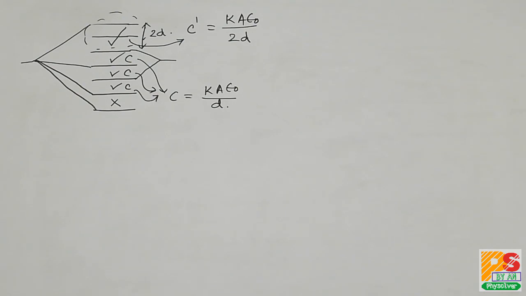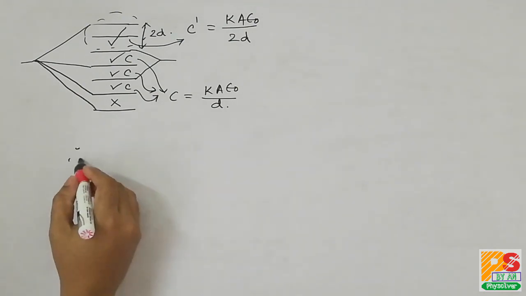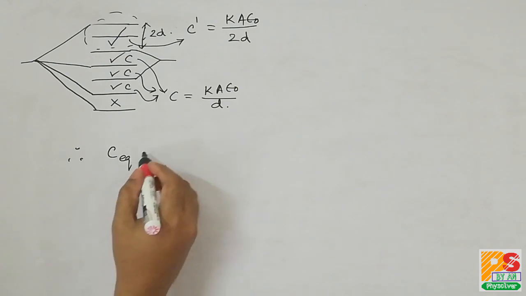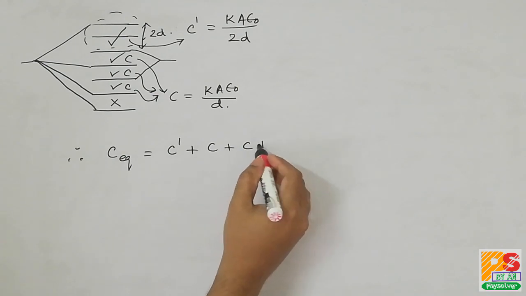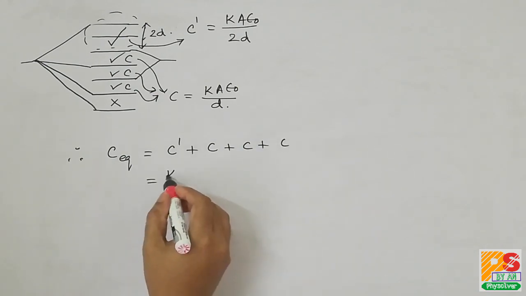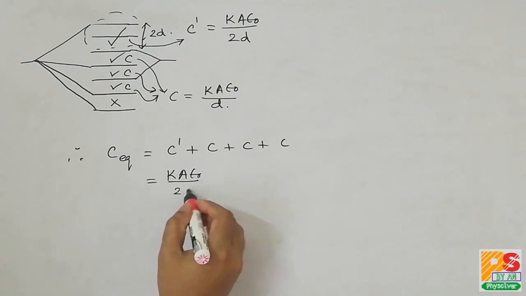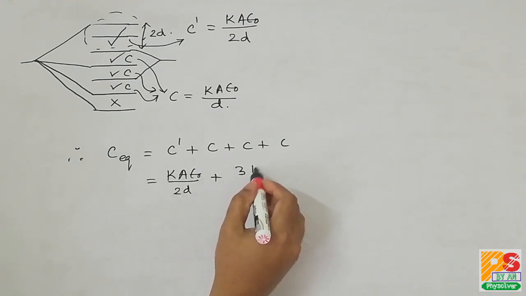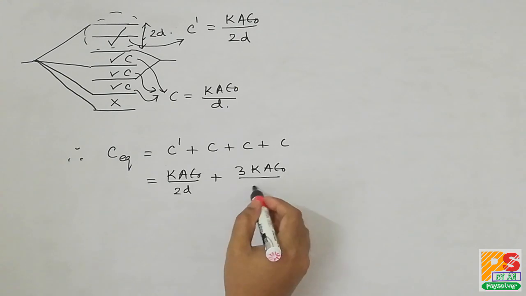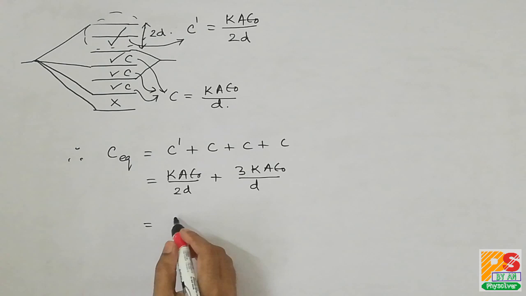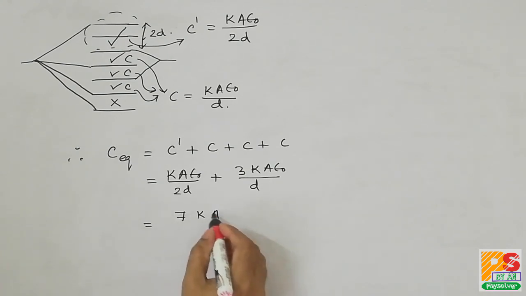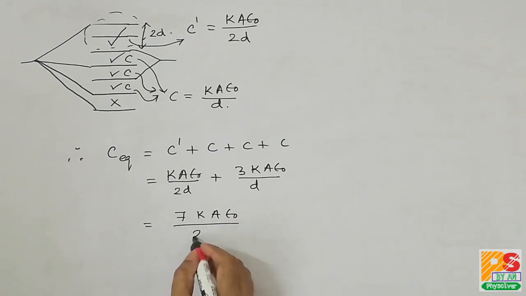Therefore, these four capacitors are connected in parallel. The answer will be C dash plus C plus C plus C. Putting the values, we will get 7 K A epsilon naught by 2D. This is our answer. Understand this problem very carefully because it will be helpful in the next problems.